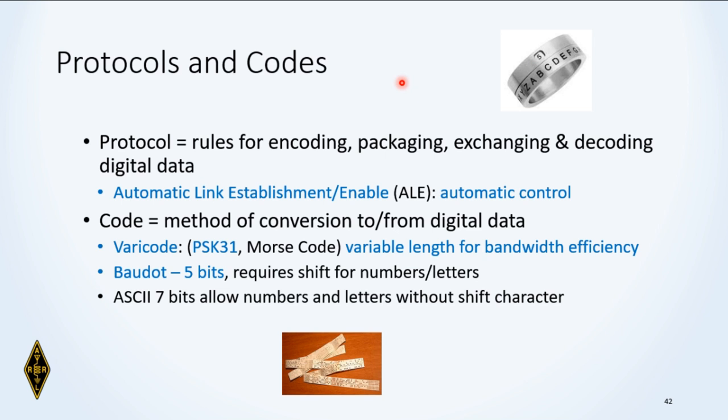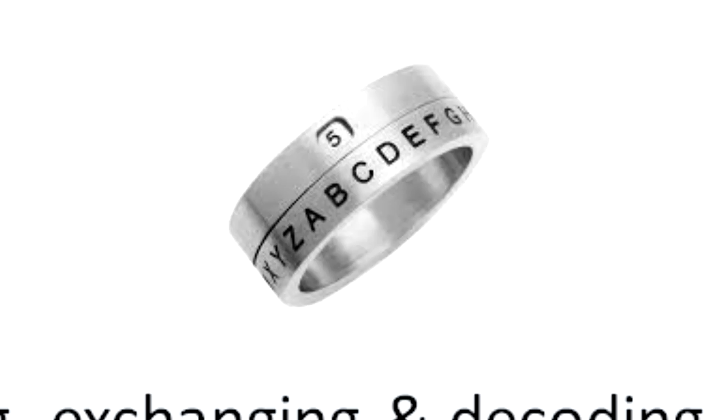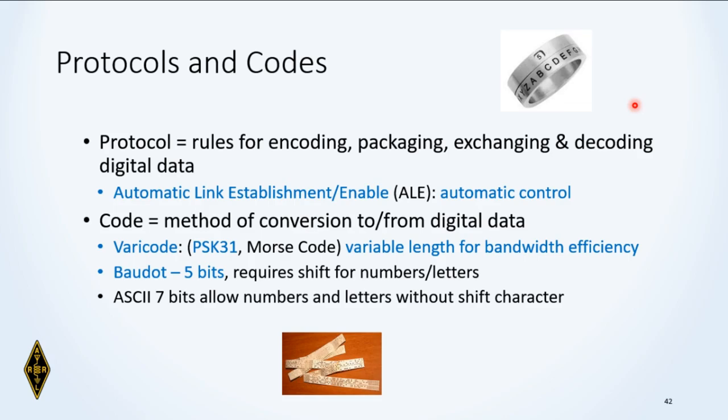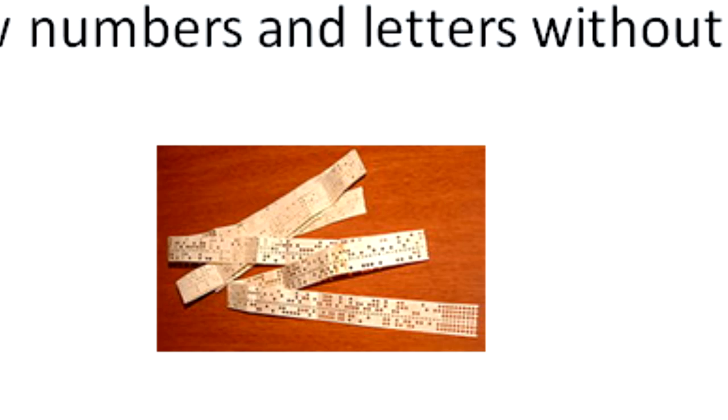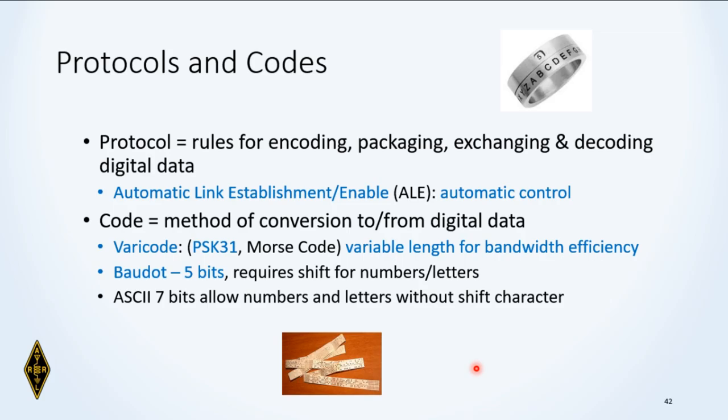Now we'll talk a little bit about protocols and codes. Does anybody remember what this might have been? The secret decoder ring, did you ever play with those when you were smaller? Some people are nodding. Okay, Captain Midnight, Little Orphan Annie ring, which was before my time. And what is this? That's punch tape, yeah. Used to send teletype. So those are both related to the discussion. That's why I wanted to put them up here.